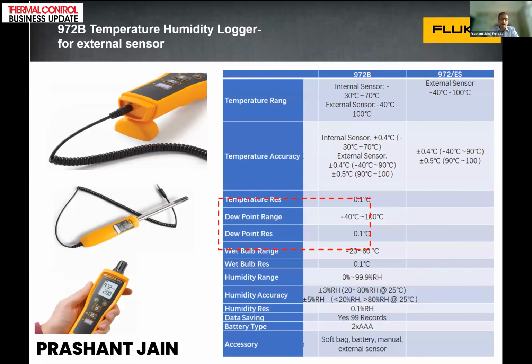This slide shows how the external sensor can be used with the product. It comes with the input at the bottom, and the external sensor can be easily plugged in. It's a 3.5 mm jack, which is very commonly used. And this helps us take readings in hard to reach places, maybe inside some duct or something.